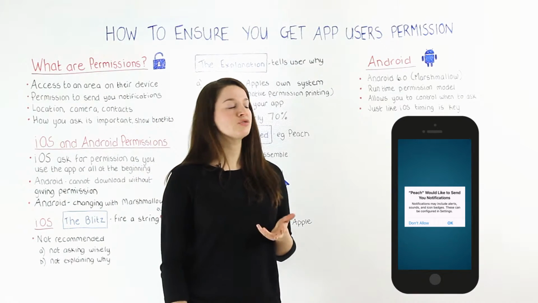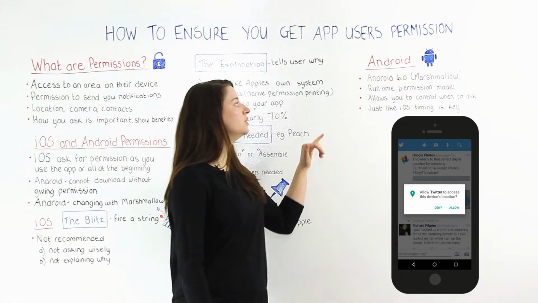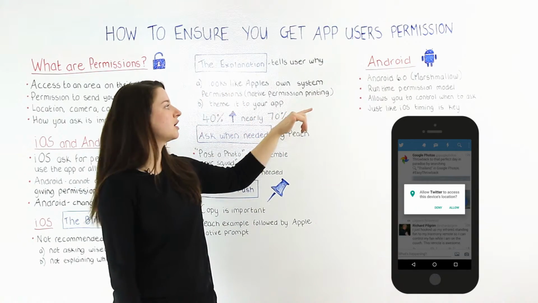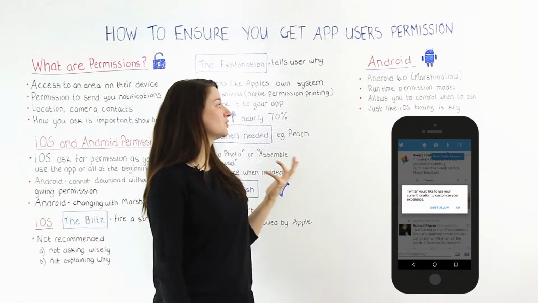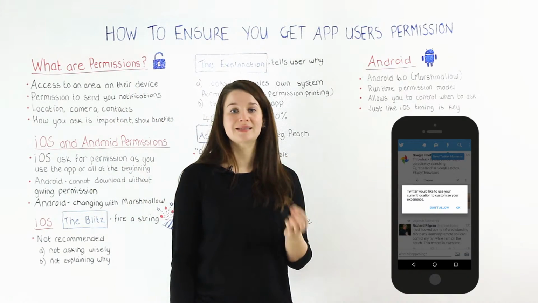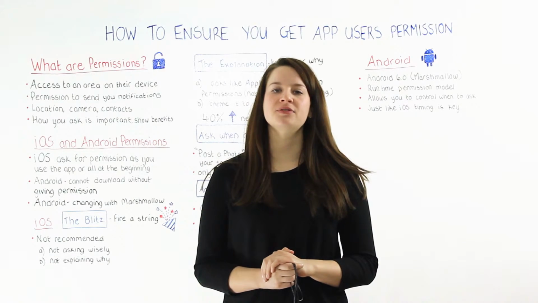So just looking at Android permissions, with Android 6.0 Marshmallow, they've introduced a runtime permission model. So this is quite like iOS and allows you to control when to ask. So timing is key again. So there are just some examples of how you can ensure to get your app users' permission.